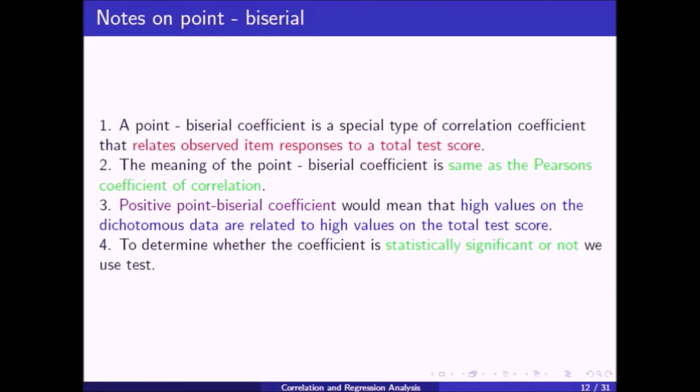Now notes on point biserial. A point biserial coefficient is a special type of correlation coefficient that relates observed item response to the total score. So it relates the relationship between the variables and the total score. The meaning of the point biserial coefficient is the same as the Pearson coefficient of correlation. A positive point biserial coefficient would mean that high values on the dichotomous data are related to high values on the total test score. To determine whether the coefficient is statistically significant or not, we use a test.